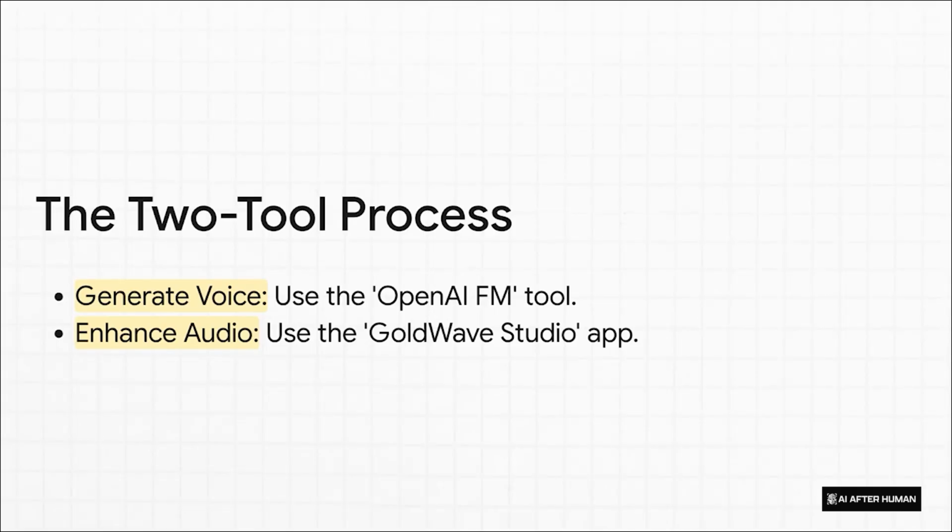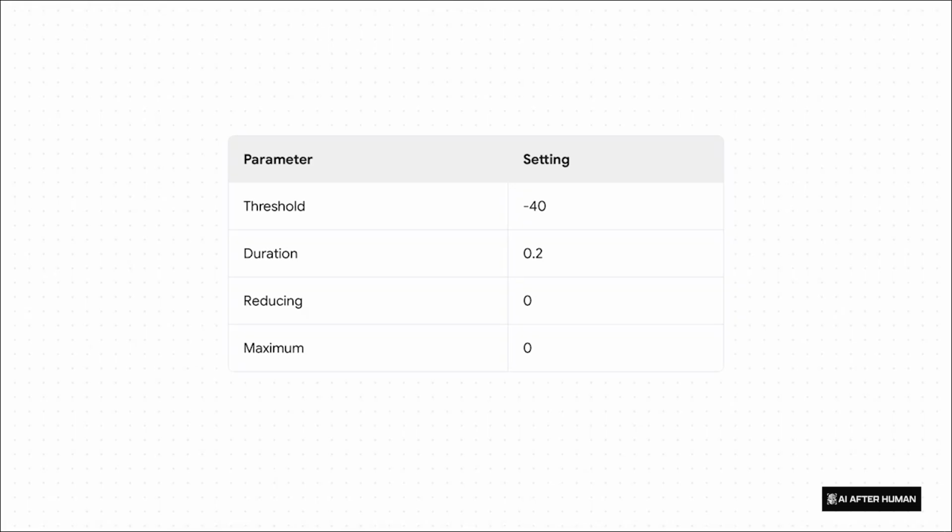And the process is super simple. It's just 2 parts. First, we use a free tool called OpenAI FM. You just paste your script in, and boom, it gives you an MP3 audio file. Then, we take that file and make it sound even better using a free mobile app called Goldwave Studio. So, how do you make that AI voice sound less robotic?